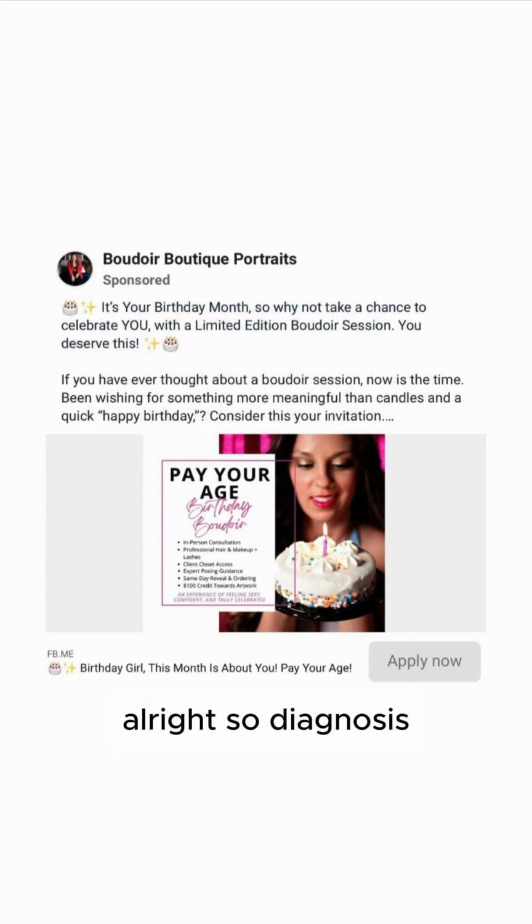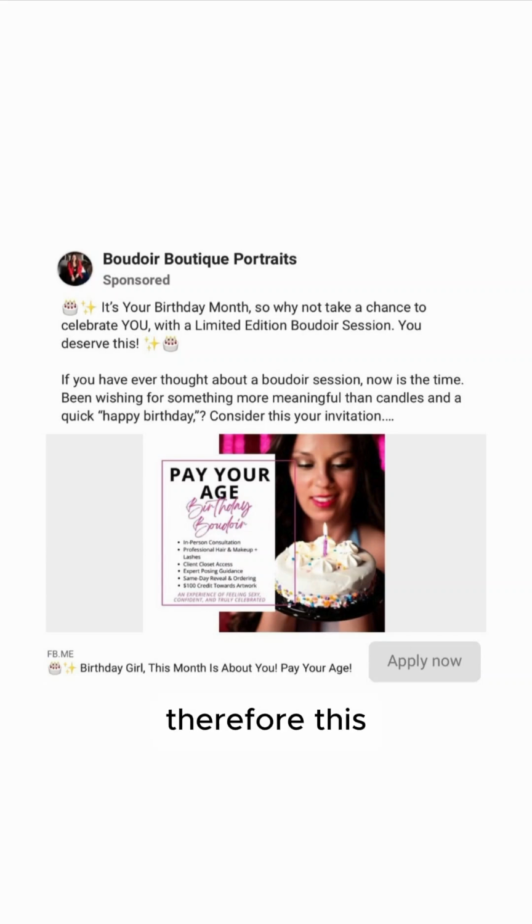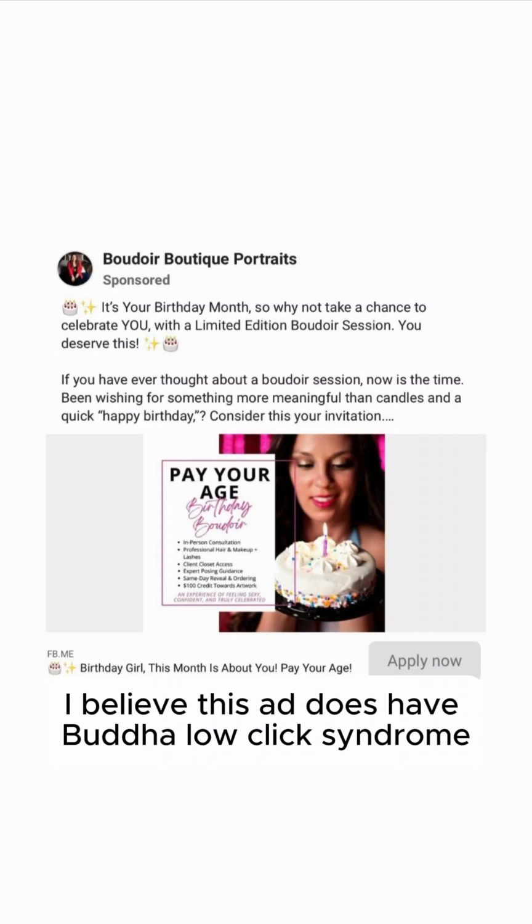All right, so diagnosis: do we believe this has BLCS, aka Boudoir low click syndrome? Yes, I believe the unique CTRL is under 6%. Therefore, I believe this ad does have Boudoir low click syndrome.